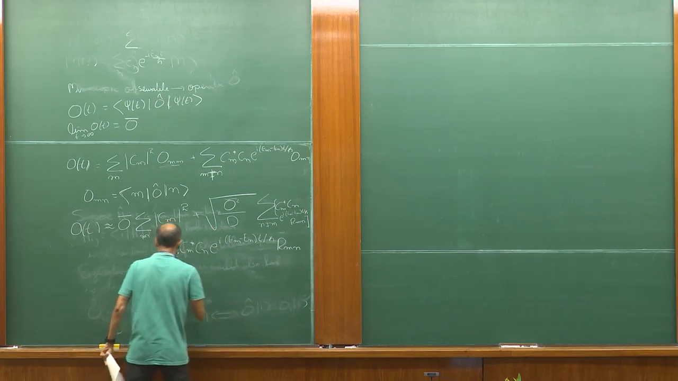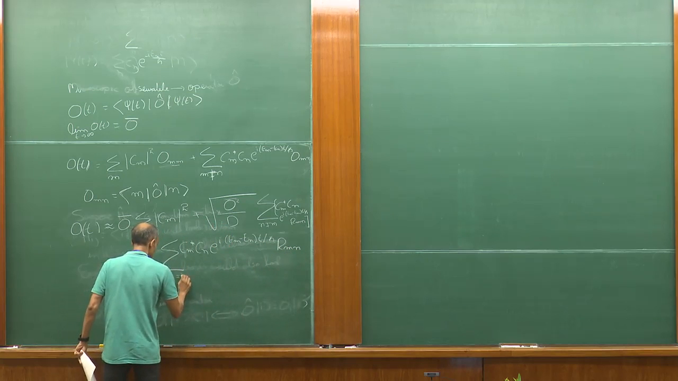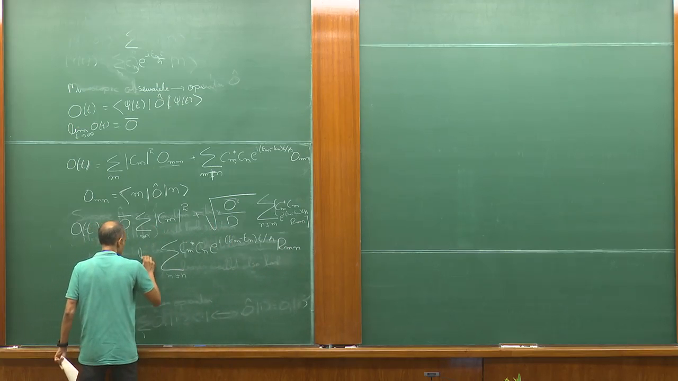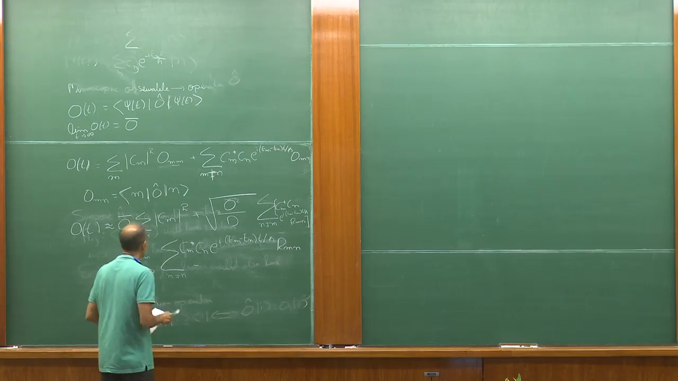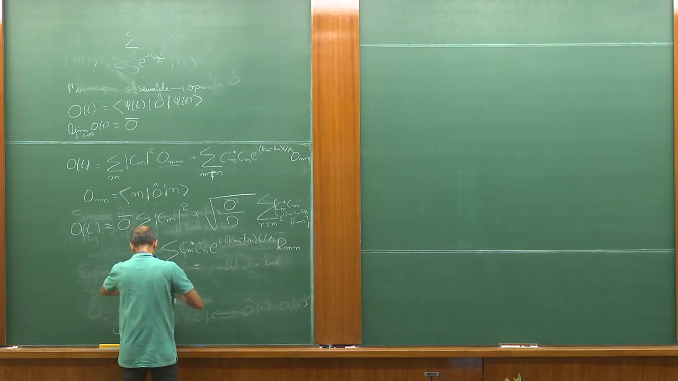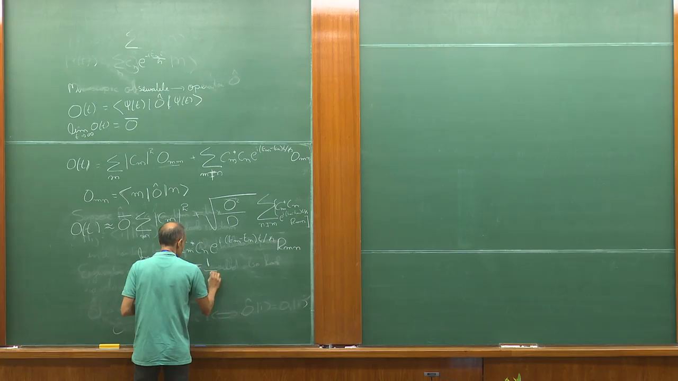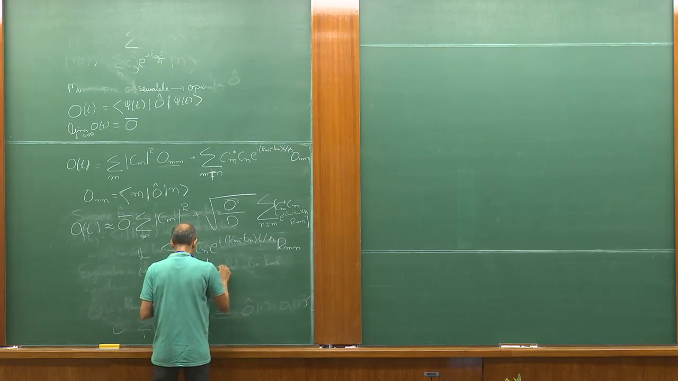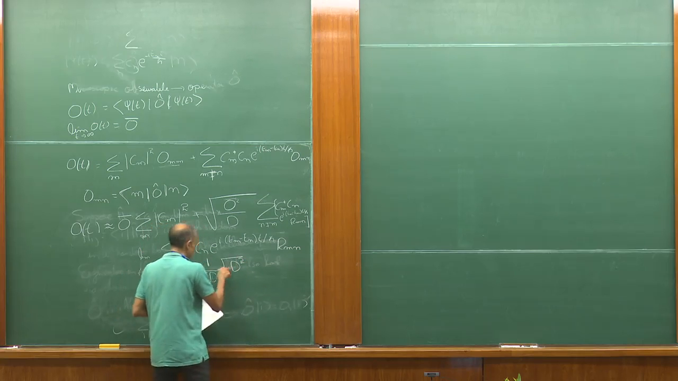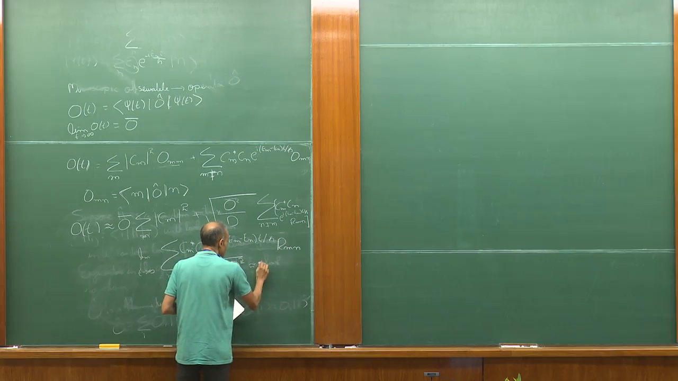in some long time limit, so this is m not equal to n, in some long time limit t going to infinity, I can argue that this, so let me write this down and then I'll tell you where we get this from, is equal to something that's of order 1 over d times square root of d squared, or in other words it's of order 1. So how do we get that?